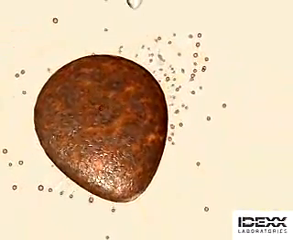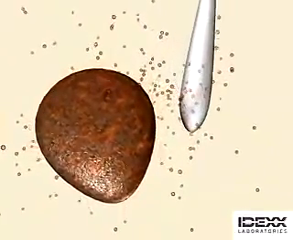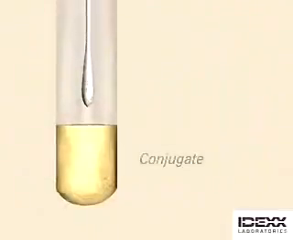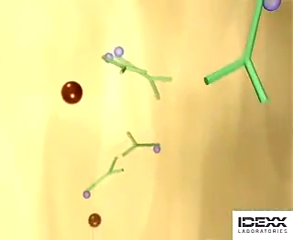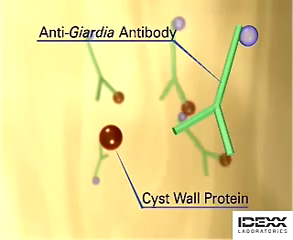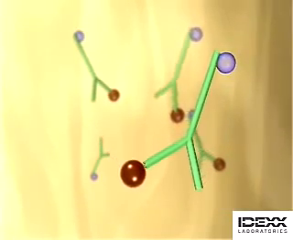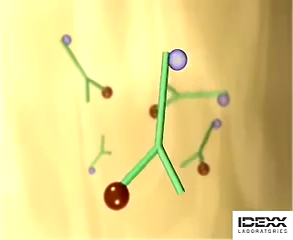Let's look at how the new IDEXX test detects Giardia. The user swabs the fecal sample with a convenient swab, and the swab sample is then mixed with the conjugate. The conjugate contains anti-Giardia antibodies that have a specific affinity for the CWP and therefore bind any CWP present. These antibodies are also tagged with a molecule, represented here in blue, that will assist in antigen detection later in the process.